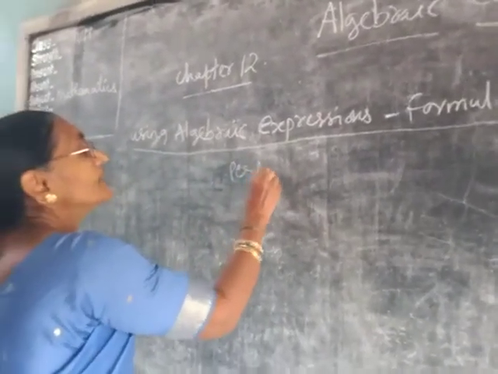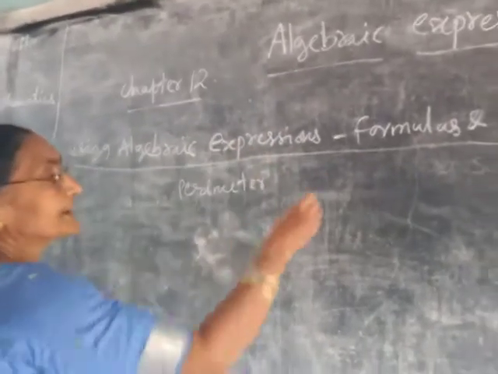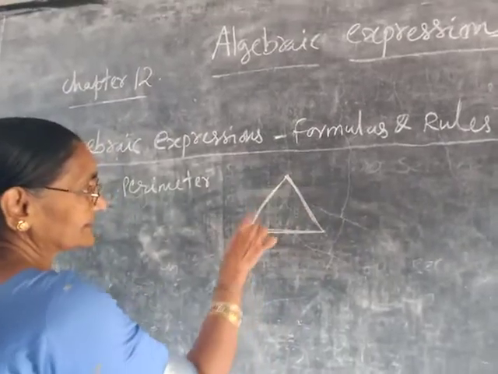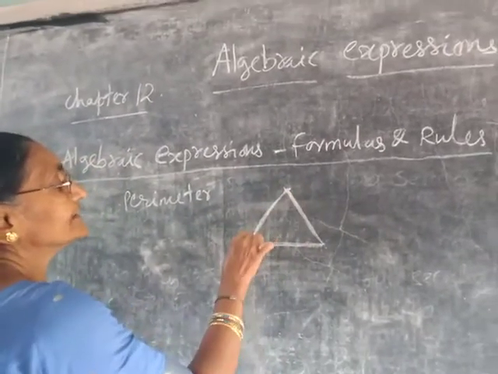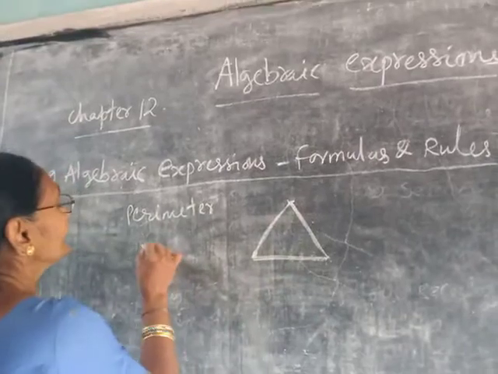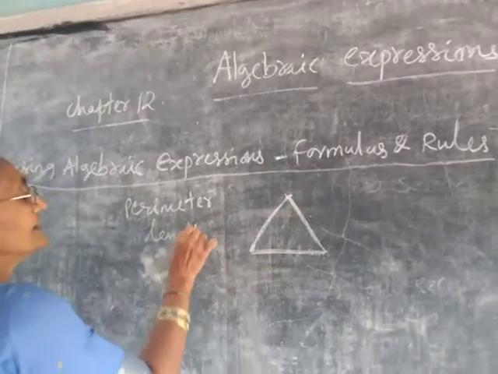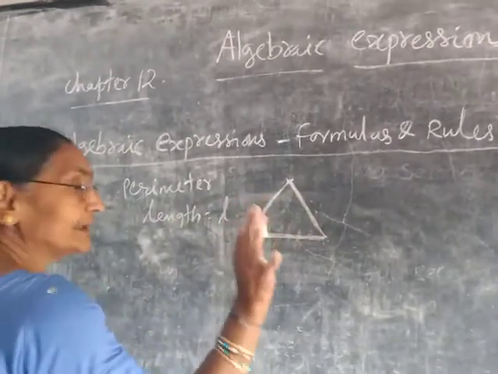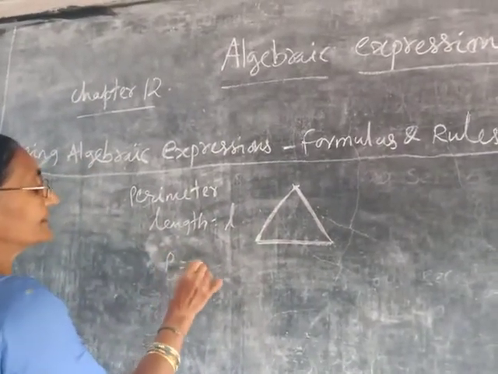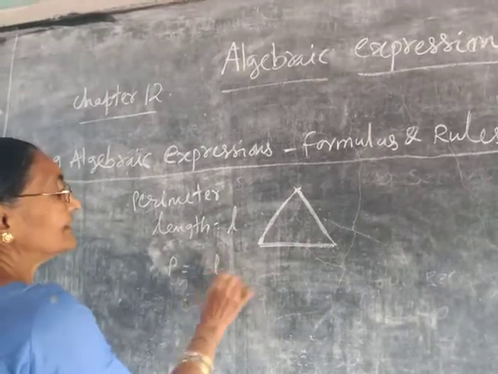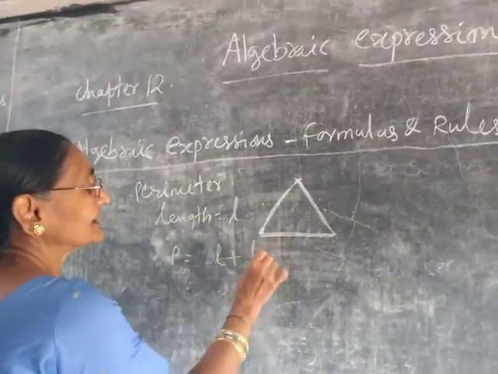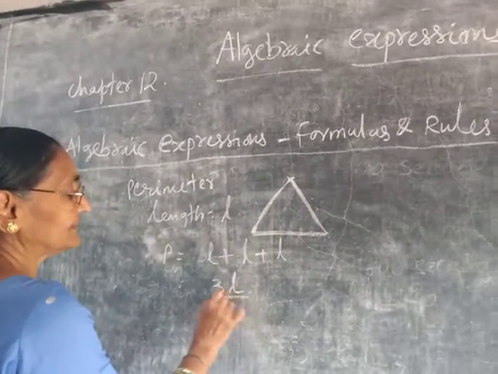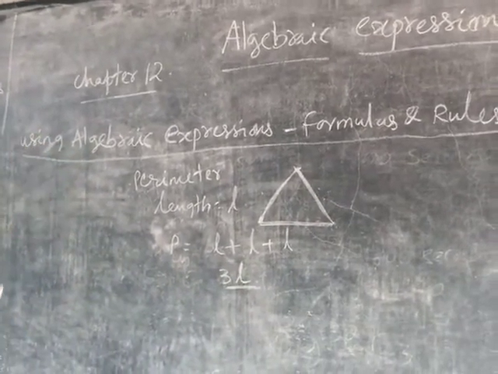How do you find the perimeter of the equilateral triangle? What does equilateral triangle mean? All sides are equal. How many sides are there? 3 sides are there. Suppose you take the side length as L. Then 3 lengths are there. So what is the perimeter? It is the sum of all the sides, length plus length plus length, all sides are equal. That's why it is 3L. This is the perimeter of the equilateral triangle.